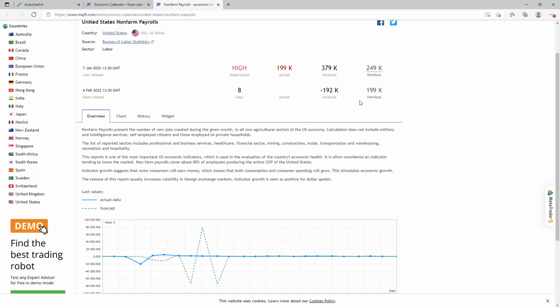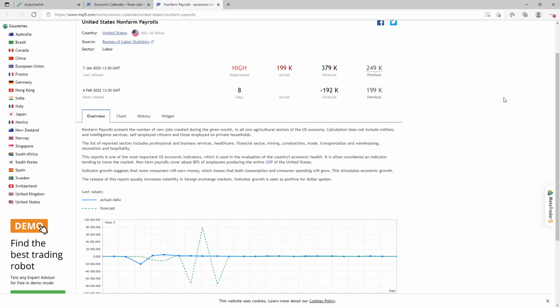Now, why does the non-farm impact so much? If you can read the text on the screen, basically it's the payroll of everybody that's not working on the farms. So basically it says here, it covers 80% of the employees producing the entire GDP of the United States. So this is a good indication of how much income the Americans have. And since they are such a strong economy, that's why it starts to impact everything else.